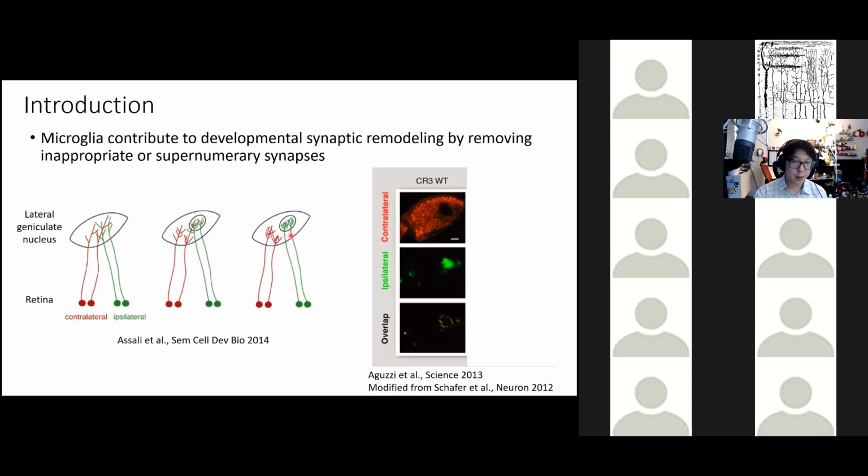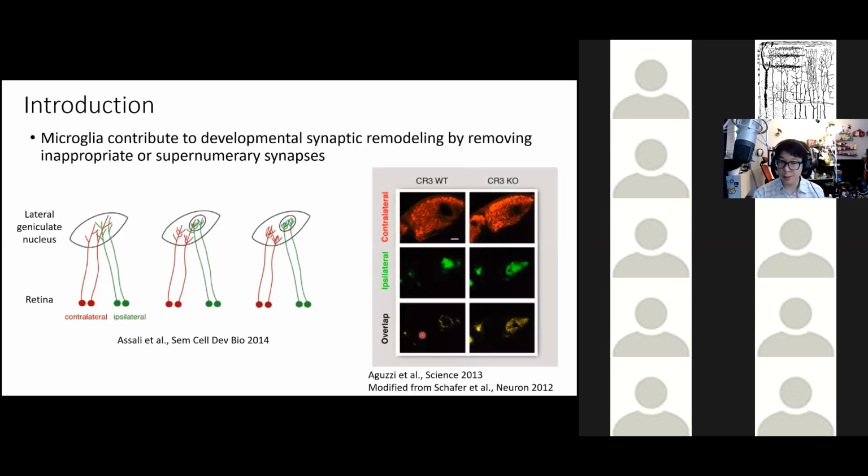And this is what the segregation looks like in a wild-type mouse. Using different retrograde tracers, the contralateral and ipsilateral retinal ganglion cell axon targets can be mapped. And as you can see here, there's minimal overlap between the different eyes. When microglial function is disrupted, the segregation into eye-specific axonal regions fails to occur, leaving substantial overlap between the ipsilateral and contralateral axons, demonstrating that microglia are important for the removal of inappropriate axonal projections.